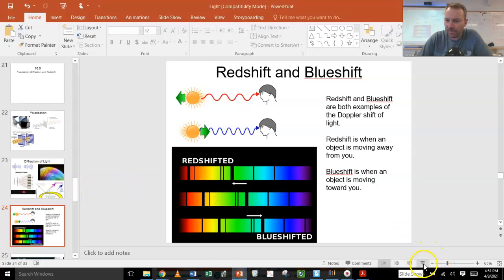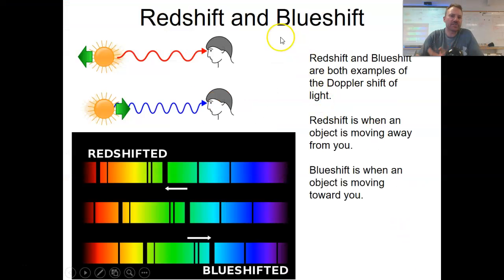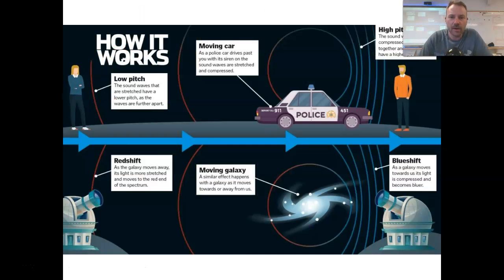So, the Doppler shift. Redshift and blueshift are just examples of the Doppler shift of light. If something is moving away from you, it stretches that wave out and makes it look redder. And if it's going towards you, it squeezes that wave together and makes it look bluer. So they were talking about atomic spectra, and you can tell that if it's shifted towards the red, it's moving away. If it's shifted towards the blue, it's moving towards us.